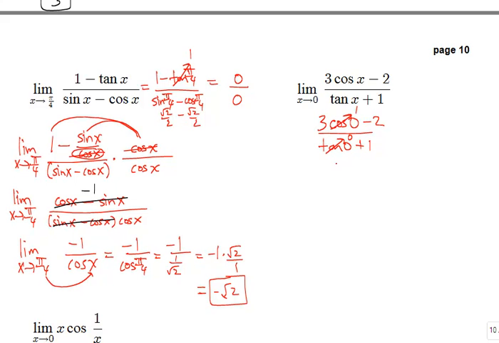So the numerator is going to be 3 times 1, or 3, minus a 2. That's a 1, and 0 plus 1 on the bottom, which is a 1. So the whole thing gives me just 1. I didn't get an indeterminate form, I got an actual number, so we're done. So that one was much easier.